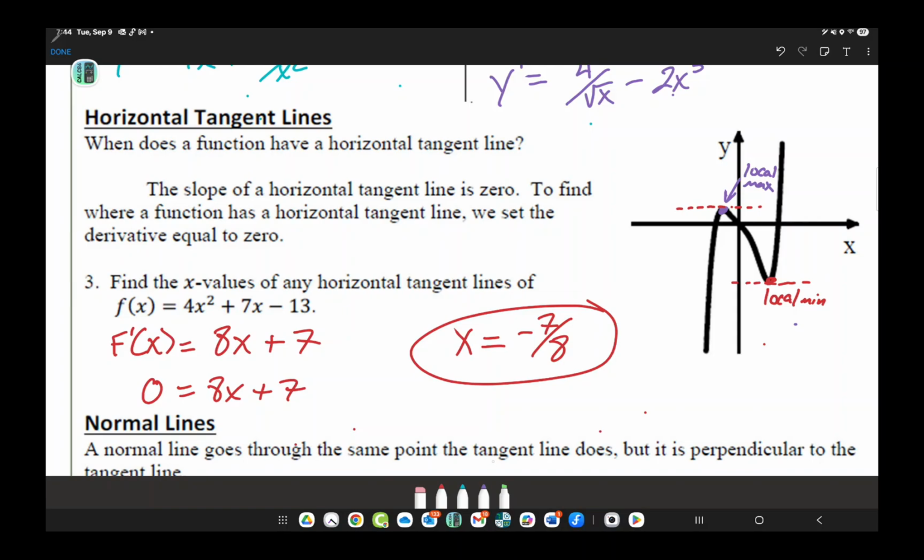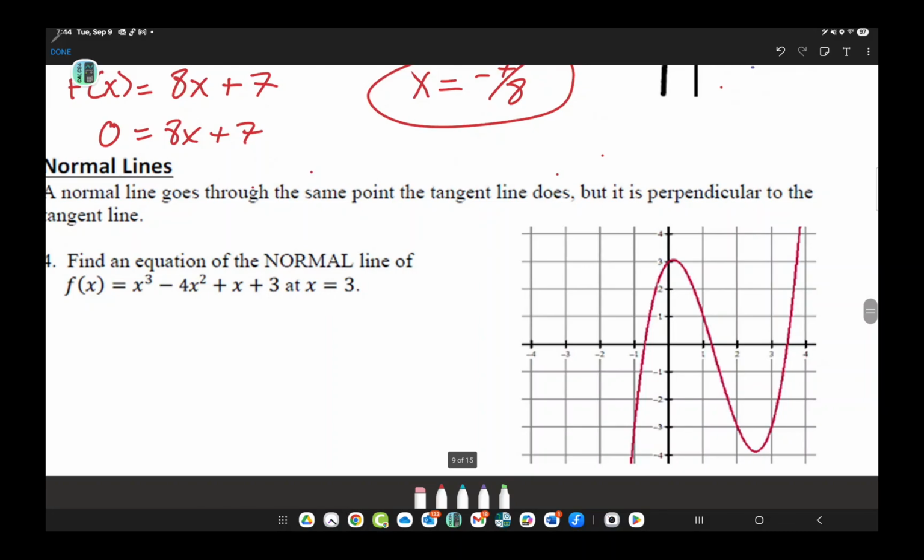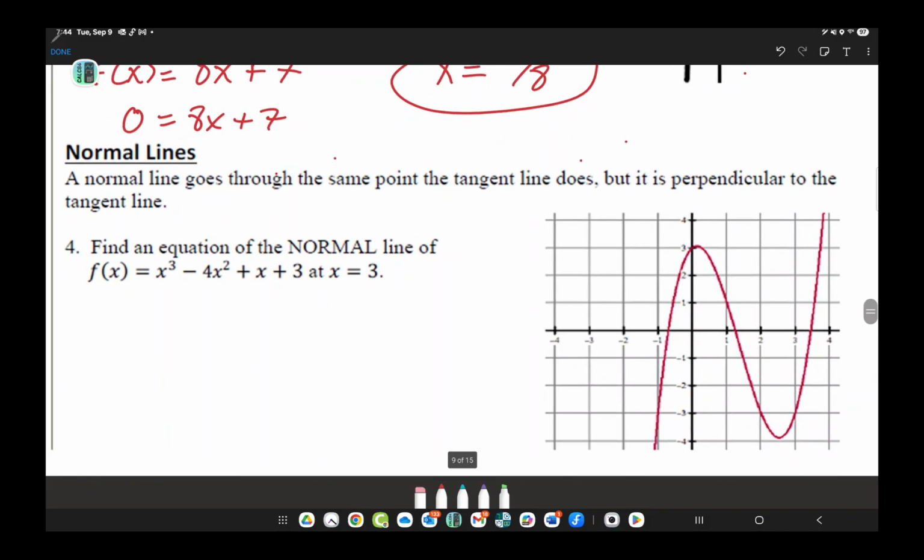All right. Let me know what a normal line is, outside of just reading what it says here. A normal line goes to the same point as a tangent line, but is perpendicular to the tangent line. So what we're going to do is find the tangent line first, the slope of the tangent line, and then we're just going to invert it like you would if you want to find a perpendicular line based upon this slope. You would do the negative reciprocal and then write your equation.